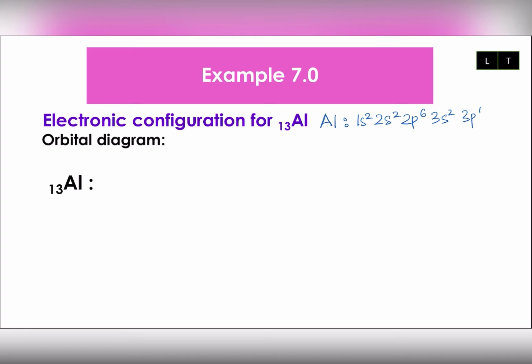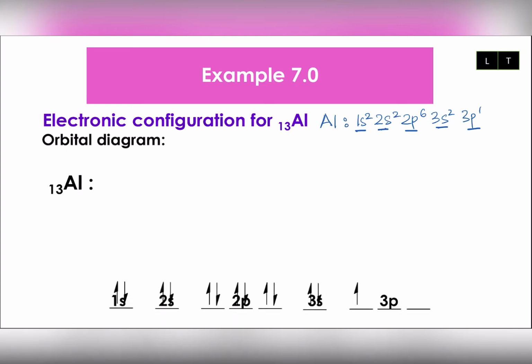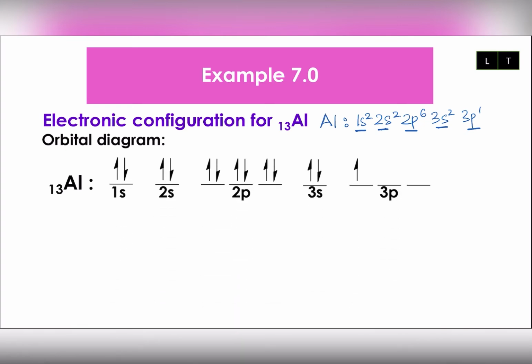After that, I can construct the diagram. For 1s2, 2s2, and 3s2, I get one room each. And for 2p6 and 3p1, I get 3 rooms. So we write how many electrons fill specific atomic orbitals. You will have this as the orbital diagram for the aluminium atom.